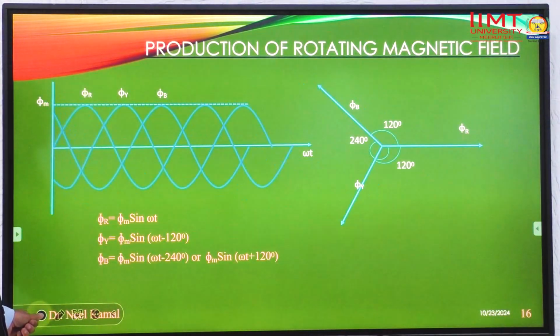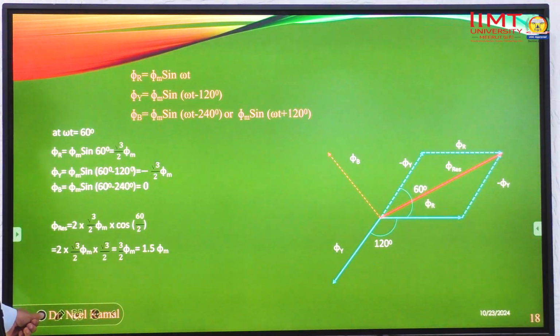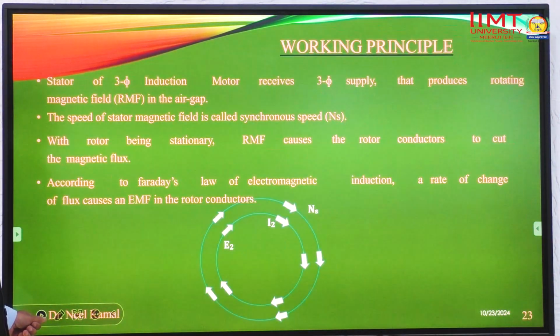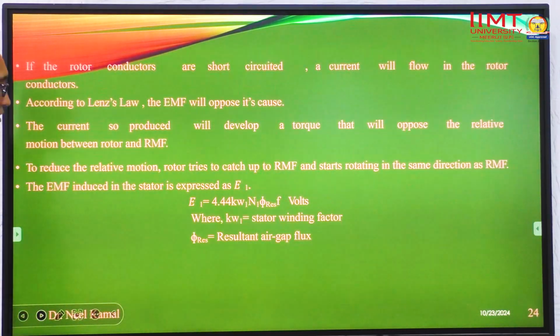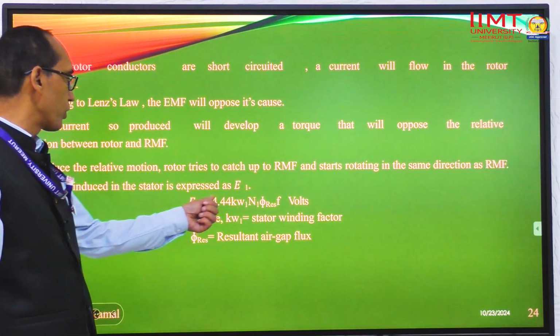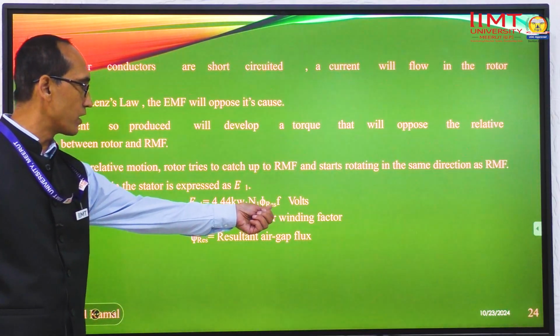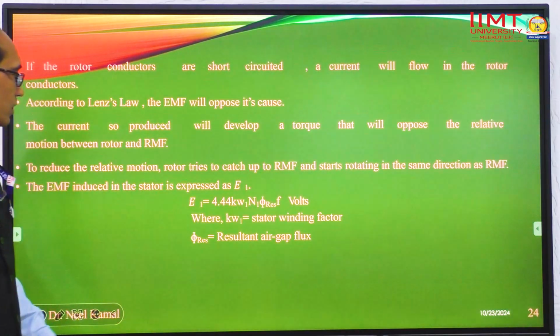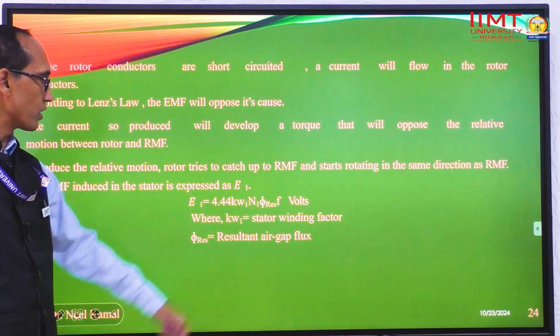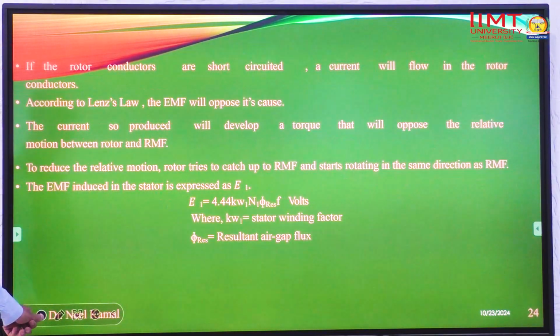So this is about the working principle of the three-phase induction motor. This is the magnitude of the induced EMF, 4.44 K_w1 N1 phi f volts, where these are the different parameters and components used in this equation.